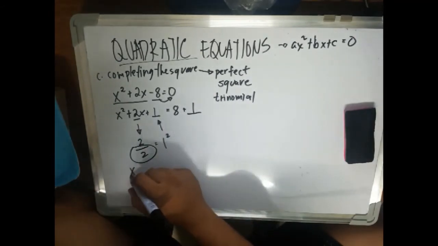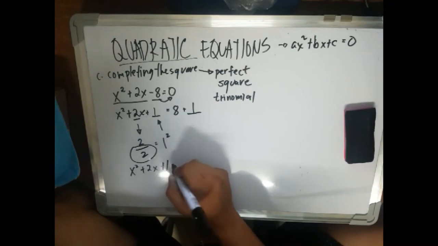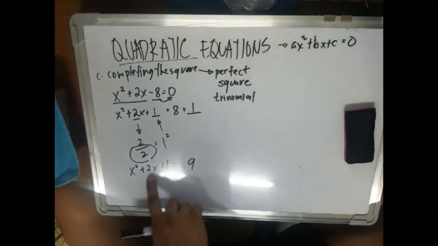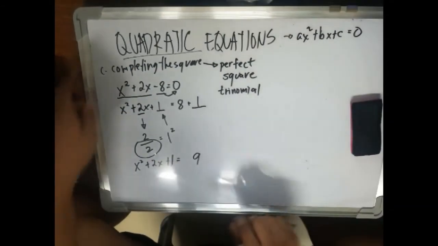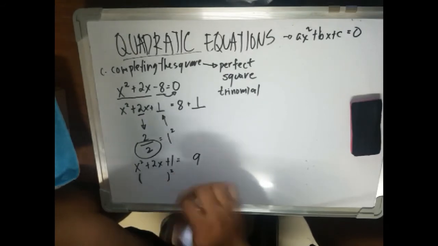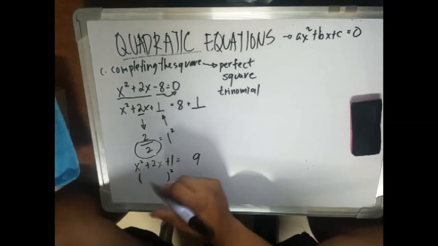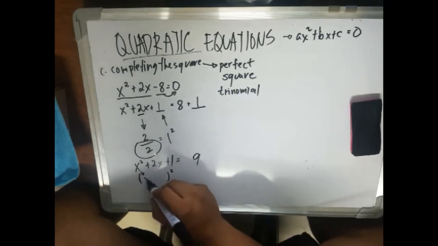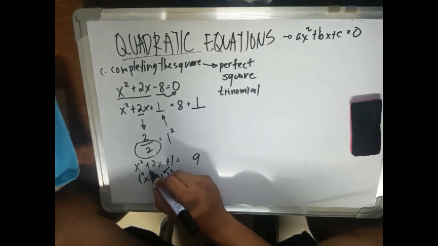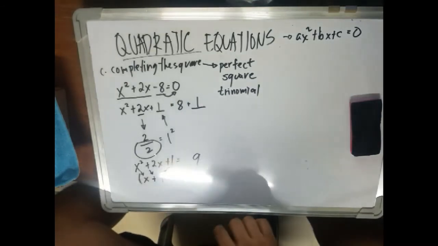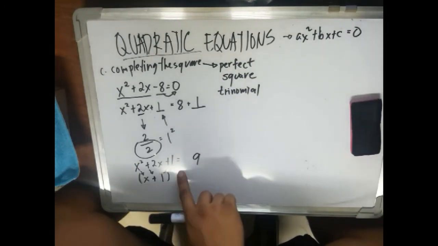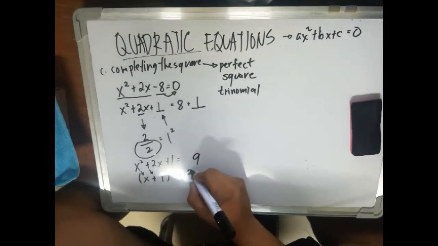Next, solve lang natin muna. So, magiging x squared plus 2x plus 1 equals to 9. So, ano gagawin natin dito? We will factor this one. Paano siya na-factor? Dahil perfect square trinomial siya, pwede siyang ma-factor na single quantity na may squared. Kunin mo lang yung square root nitong x squared, that's x. Square root ng 1, 1. Anong sign nito? That is positive. So, siya yung factor ng x squared plus 2x plus 1. So, x plus 1 squared equals sa 9.